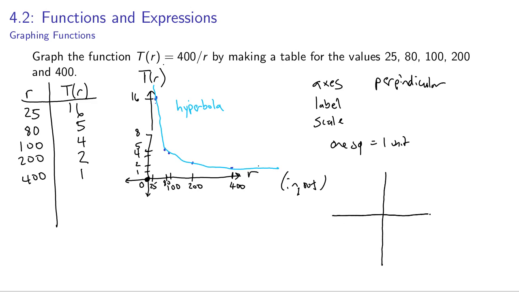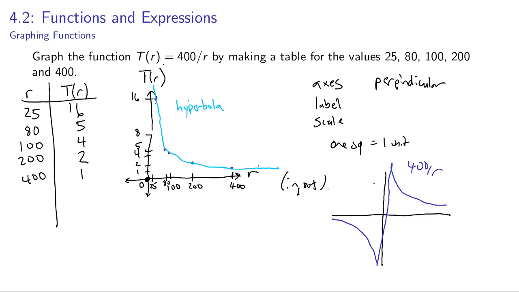When you are graphing on a calculator, if this may come up in the future, this may be helpful to know now. If you graph a function like 400 over R, the resulting graph on the calculator will look like this. You'll have this hyperbolic shape comes down, and you'll see this line coming up and coming back down.